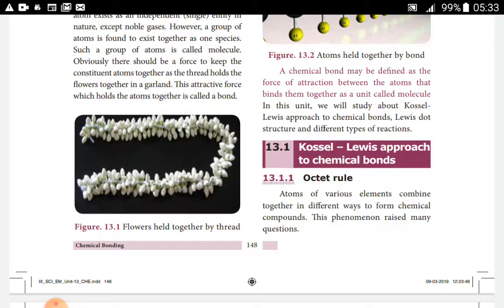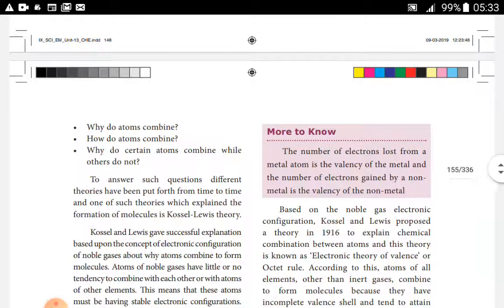And also we learned why atoms combine: to attain stability. How do atoms combine? Atoms combine by losing or gaining electrons. Why do certain atoms combine while others do not? Atoms like the rare gases are already in a stable structure, so they will not lose or gain. The remaining atoms gain a stable structure by donating or accepting electrons.